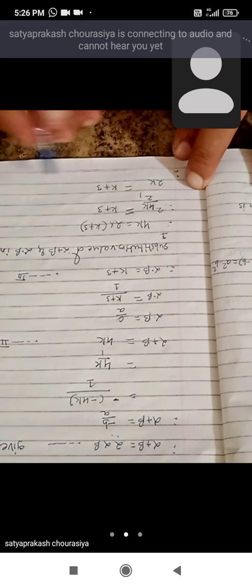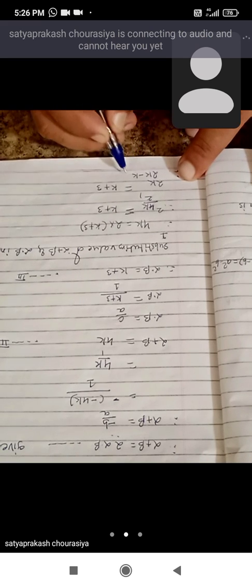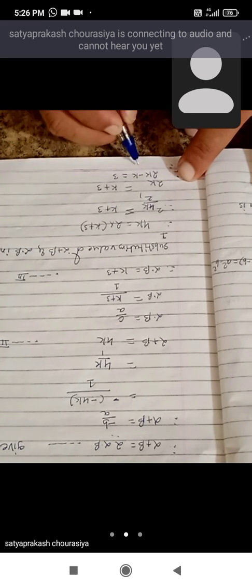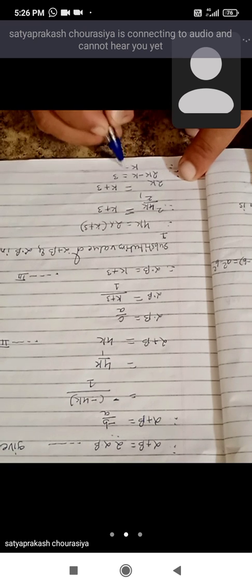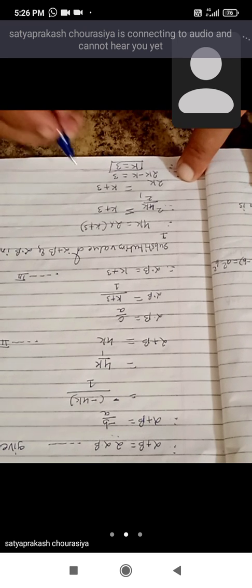Now bring the k on the left hand side. So 2k minus k is equal to 3. So therefore 2k minus k is equal to k. k is equal to 3. So the value of k is equal to 3. Okay, understood? Now write down the answer.